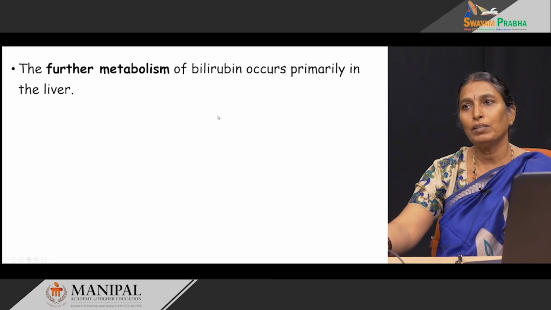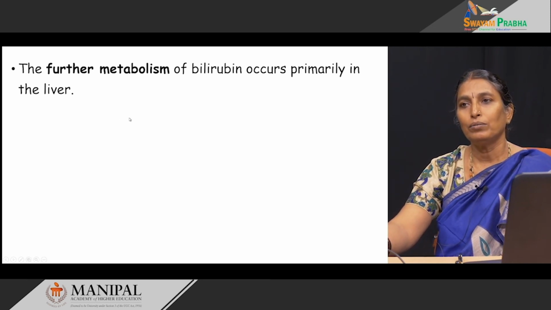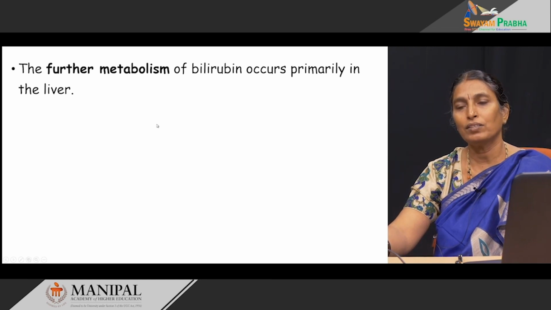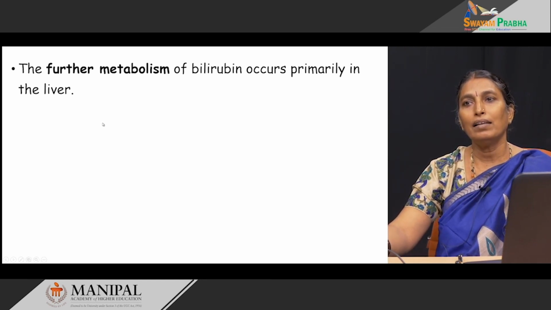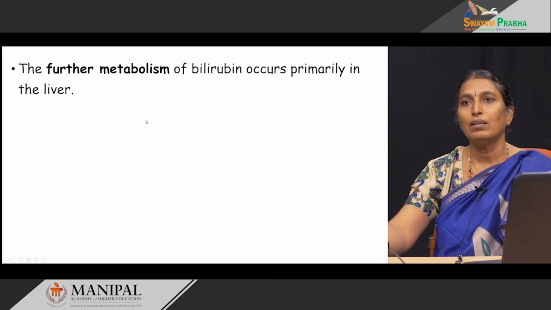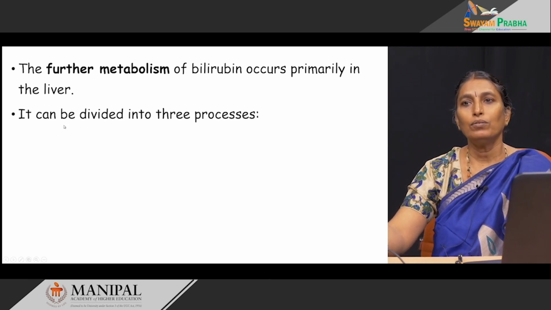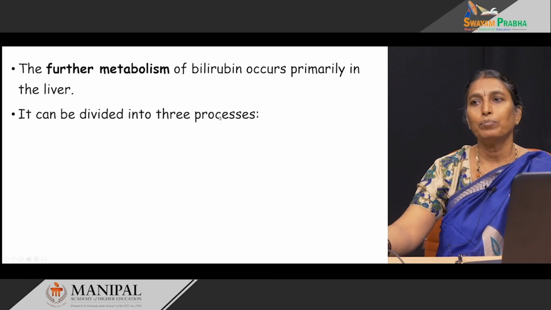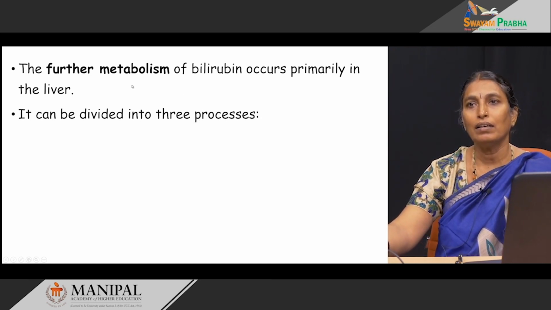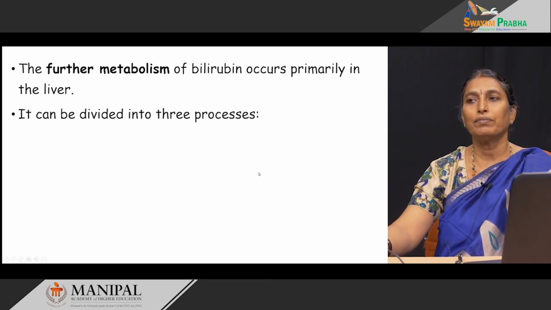The further metabolism of bilirubin occurs primarily in the liver. As I said, the liver is an organ in our body that does all the detoxification reactions and processes, and it can excrete the detoxified compounds through the bile as well as through the systemic circulation. So, bilirubin is excreted in the bile. It can be divided into 3 processes. There are 3 processes for the conversion of bilirubin to a more water soluble form so it can be excreted from the body.